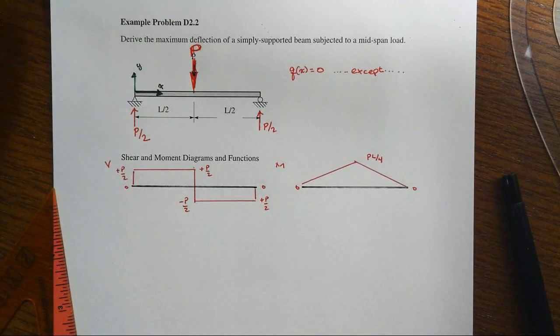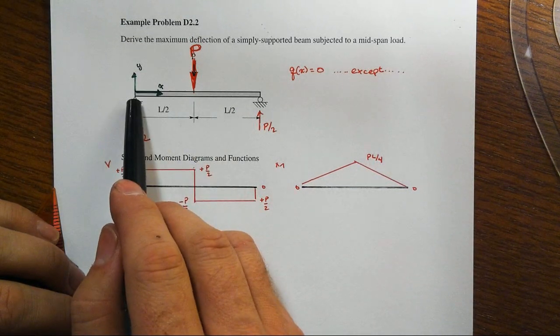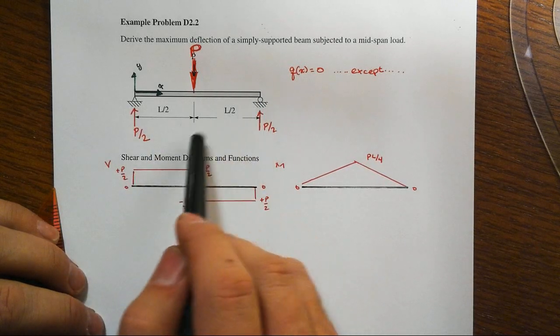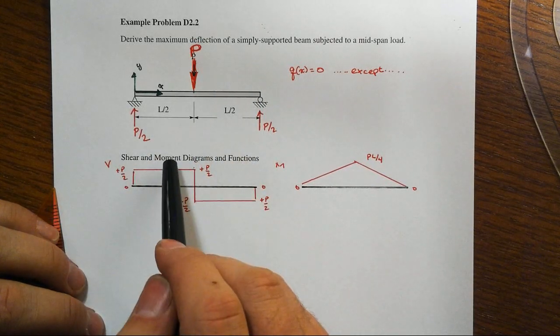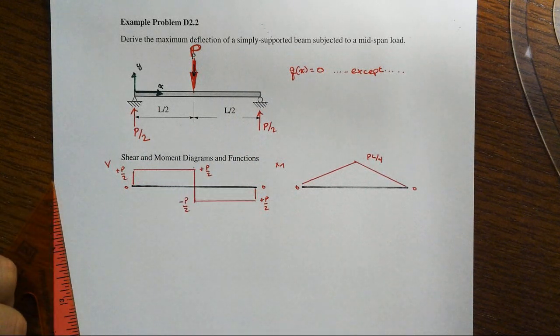In this example of a beam deflection problem, we have a very simple case of a beam that has a pin support at the left, a roller support at the right, and a concentrated load in the middle. It's a very simple little situation. We're asked to derive the maximum deflection of a simply supported beam.